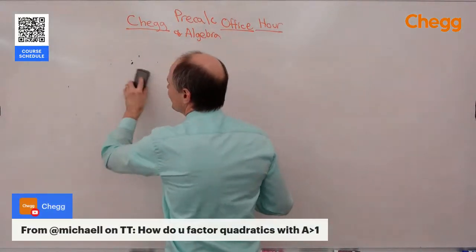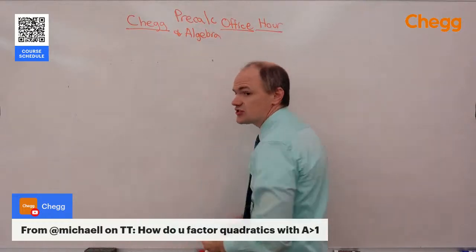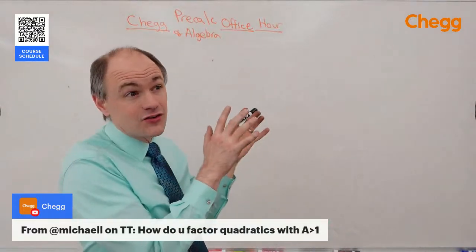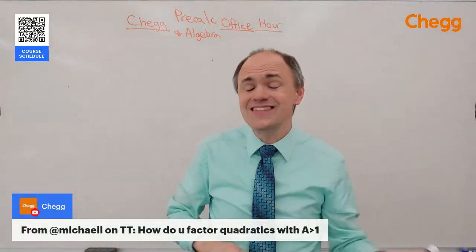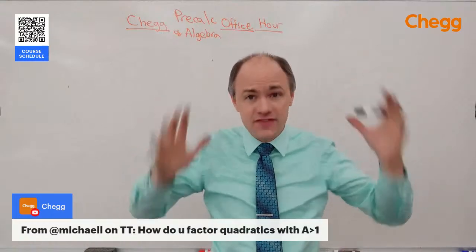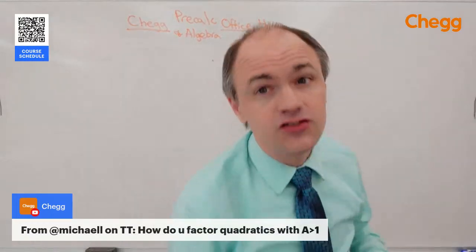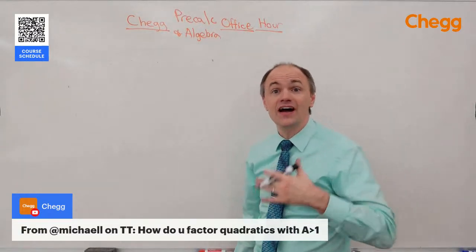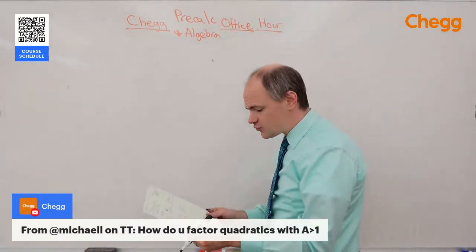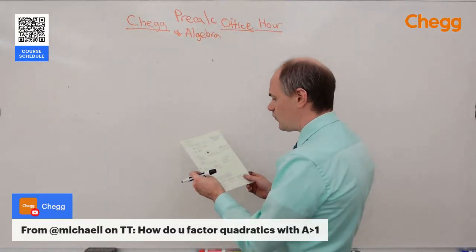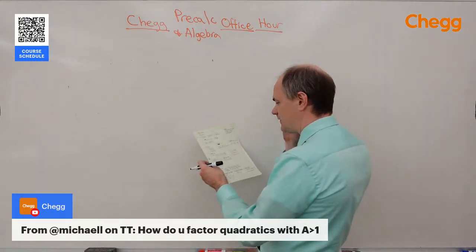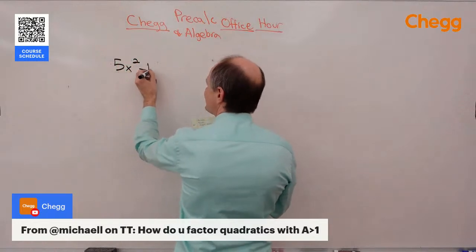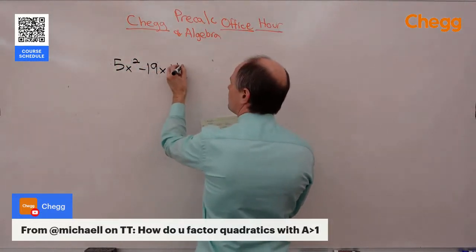So what I don't like is a lot of schools and a lot of programs teach that you factor when a is 1 this way, and when a is not 1, you factor that way. And they have 2 different methods. That's terrible because you're doing the exact same thing. You're factoring. So why don't we have just one method? And I agree 100%. That's why I'm a big fan of slide and divide. We already did one problem, but let's do a different problem with slide and divide. Let's try 5x squared minus 19x plus 12.